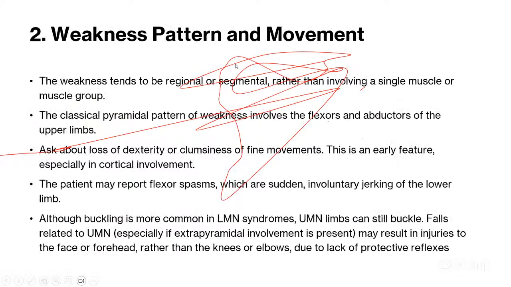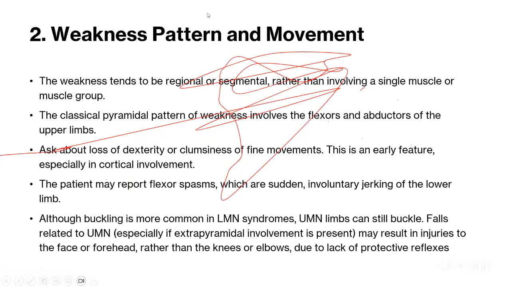Regarding the weakness pattern and movement, the weakness tends to be regional or segmental, rather than involving a single muscle or muscle group. In LMN, we see that a single muscle or muscle group is involved. The classical pyramidal pattern of weakness involves flexors and abductors of the upper limb. And ask about loss of dexterity or clumsiness. They will not be able to do fine movements easily, so there will be some mild clumsiness. This is an early feature compared to the others, like weakness and stiffness.